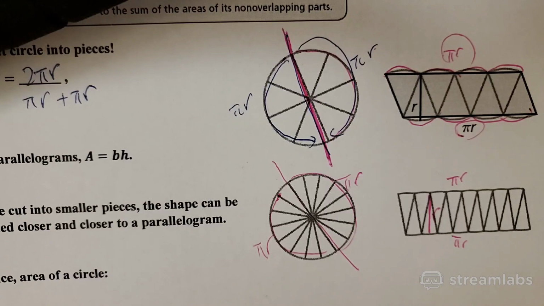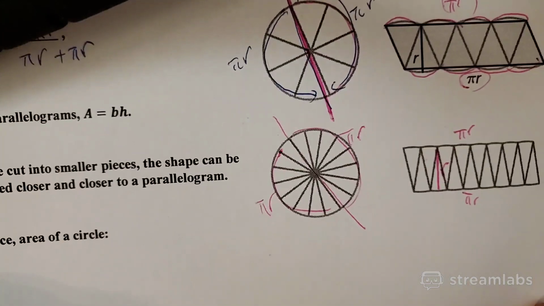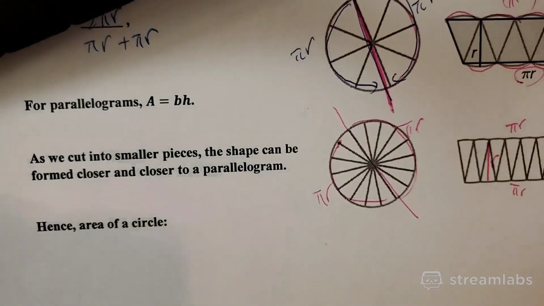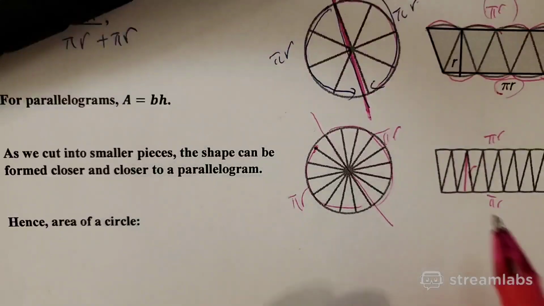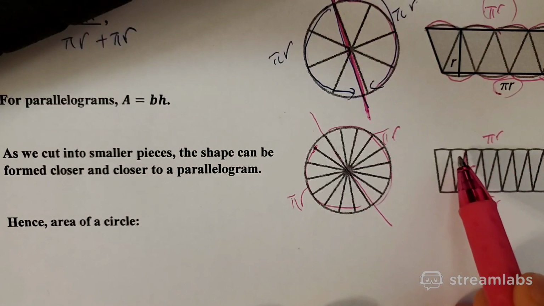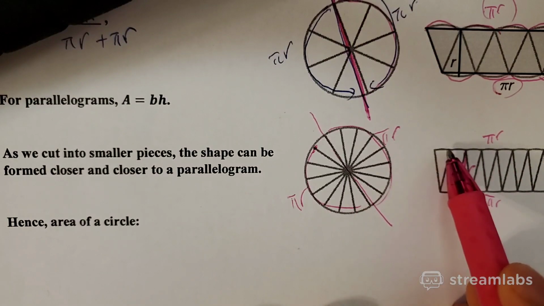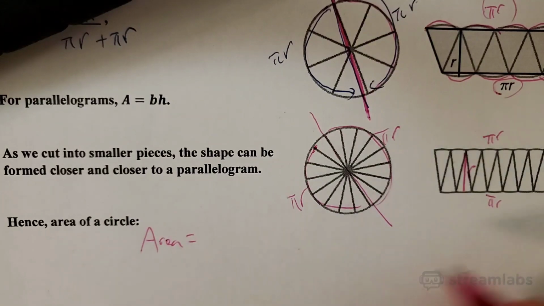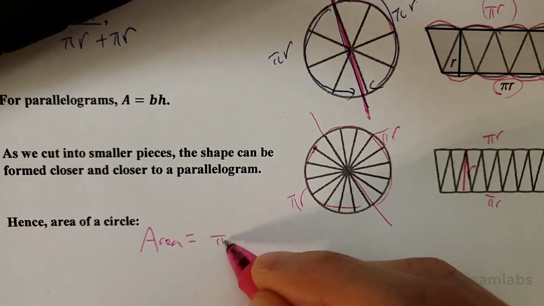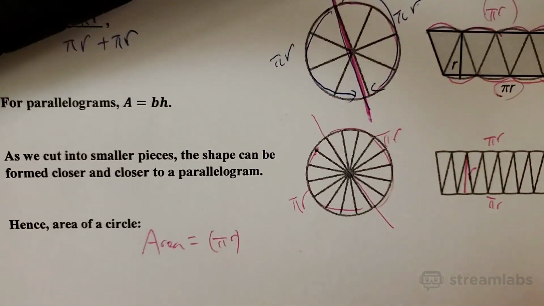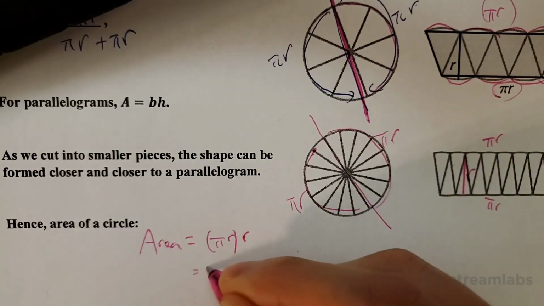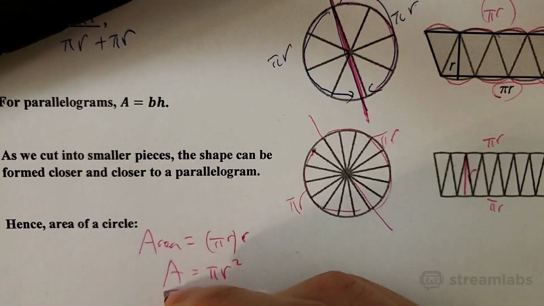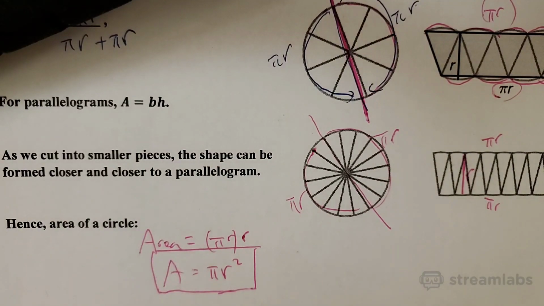Okay, so if you do that with infinitely many pieces, eventually this will flatten out, because the smaller it goes, the more the sector will look like a triangle, right? So the area of a circle should end up with area equals base times height, right? So pi r times r, which ended up being pi r squared, which is the formula we know and love.